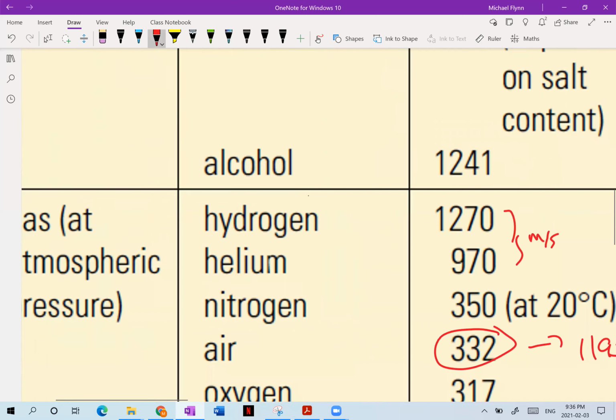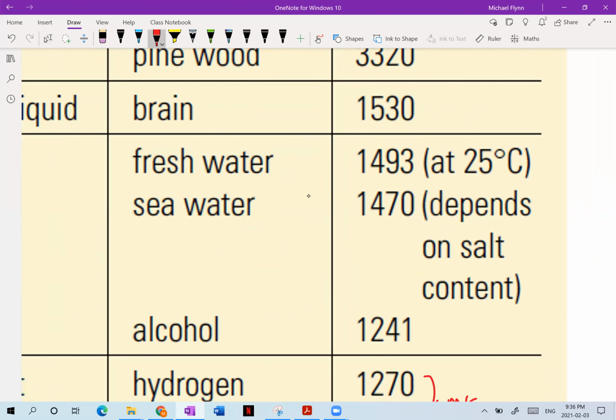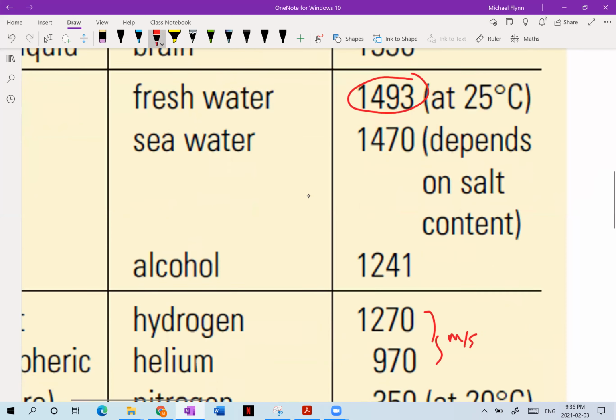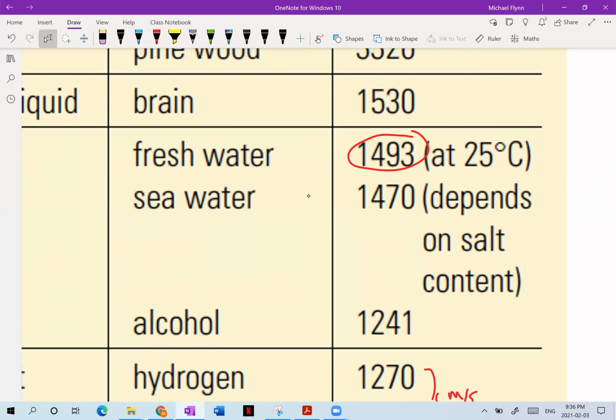Now that's in gases, but what about in liquids? Take a look here, fresh water, so in a lake or something like that, 1,493 meters per second. That is amazingly fast. It's 1,493 times 3.6, which is about 5,400 kilometers per hour. So extremely fast in water, way, way better than air, much better than 350 meters per second. It's approximately 5 times the speed that it is in the air underwater.